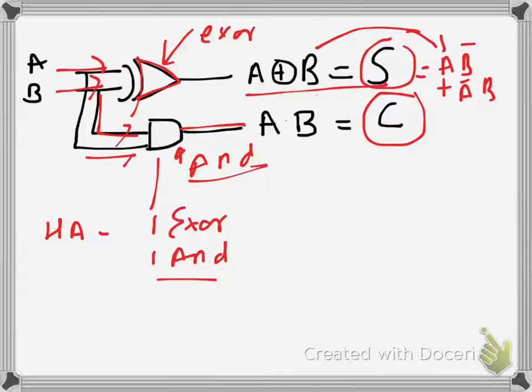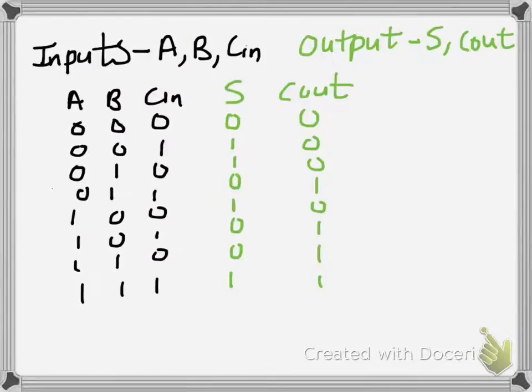Now let us move forward to what? Full adder. Let's move to full adder. So in case of full adder, we are going to have three inputs basically. Three inputs means it will be A, B and C in. We are incorporating a carry input bit. That is why it is called a full adder, because we are taking into consideration the input carry also.